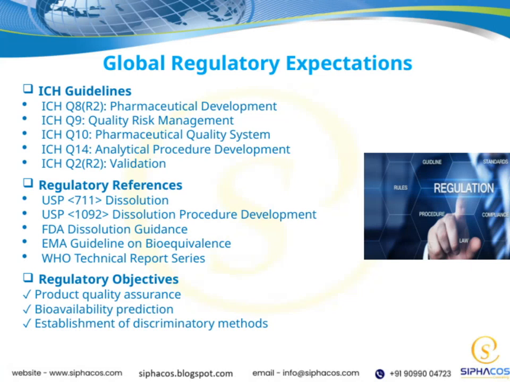When we talk about global regulatory expectations, we're looking at a framework built on well-established guidelines. The ICH guidelines set the foundation, covering everything from pharmaceutical development to quality risk management and even analytical procedure development. Alongside these, regulatory references like USP standards and guidance from the FDA, EMA, and WHO provide detailed direction. Together, these aim to ensure product quality, predict how a drug behaves in the body, and establish methods that truly distinguish product performance. It's a comprehensive system designed to keep medicines safe and effective worldwide.